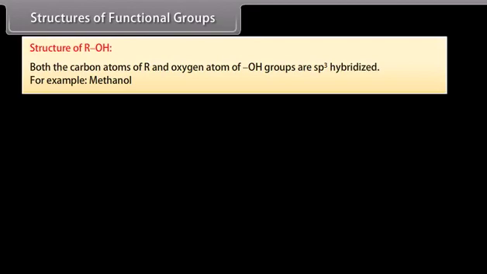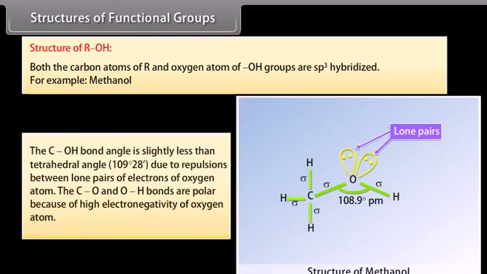Structures of functional groups. Structure of ROH. Both the carbon atoms of alkyl group and oxygen atom of hydroxyl groups are sp3 hybridized. For example, methanol. The C-O-H bond angle is slightly less than tetrahedral angle, that is 109 degree 28 minutes, due to repulsions between lone pairs of electrons of oxygen atom. The C-O and O-H bonds are polar because of high electronegativity of oxygen atom.